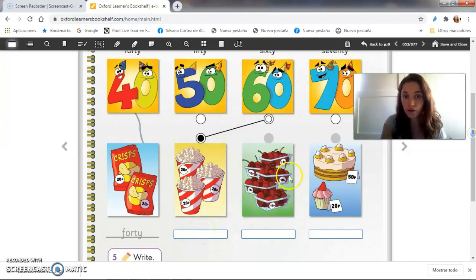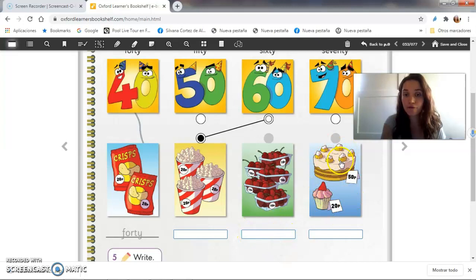Then you have the cherries. Look at the cherries. How much are the cherries? Yes, 10 pence. Si sumamos todas las bandejas de cherries, nos da, a ver, 10, 10, 10, 10. And 10 is 50. Very good. So you match the cherries with number 50. You match here. Y acá escriben la palabra.